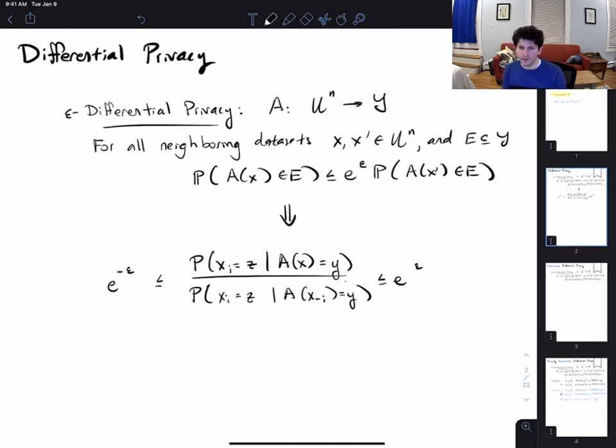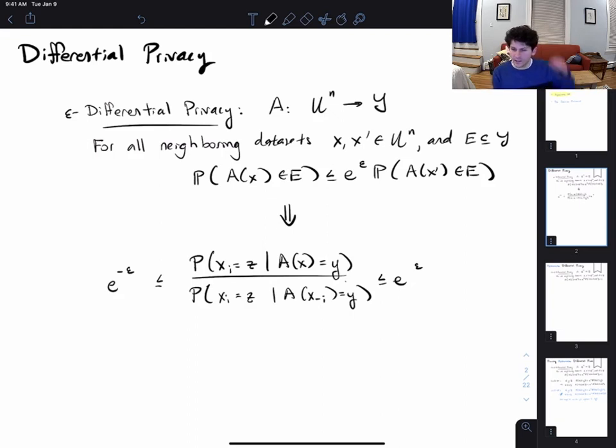So remember, epsilon differential privacy says that we have some algorithm A that takes a data set of size n and maps it to some output in a space Y. The condition says that for every pair of neighboring data sets x and x prime, and every possible event we could observe, the probability of that event under A of x can't be too much bigger than the probability of that event under A of x prime, up to this purely multiplicative factor of e to the epsilon. So we require closeness in this multiplicative sense.